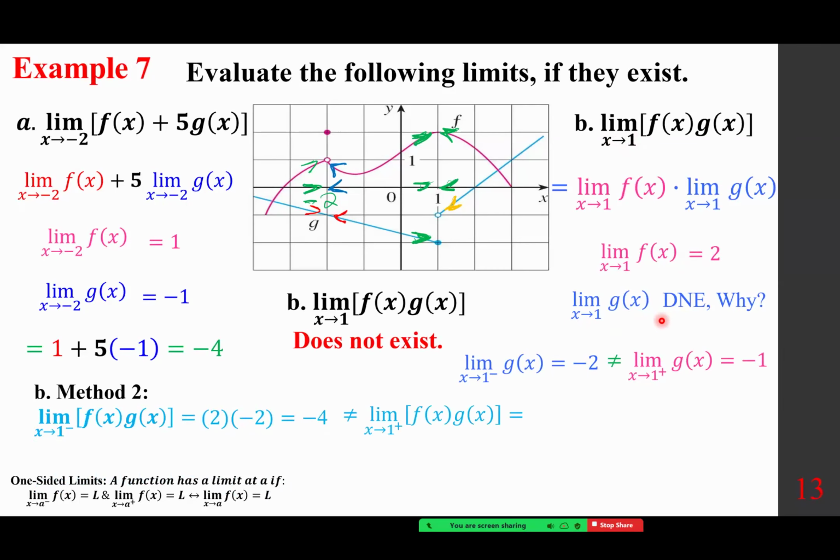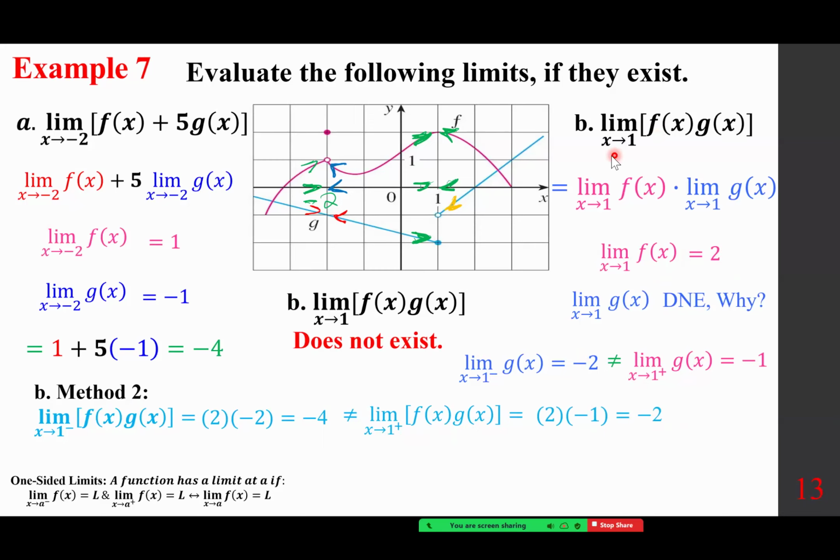But from the right, the limit of f of x times g of x as x approaches 1 from the right. This is 2 from both sides, doesn't matter. So 2 times the limit of g of x as x approaches 1 from the right is -1. And the two numbers are different. The limit does not exist. So here's method 1. Here's method 2, proving the limit of f of x times g of x as x approaches 1 does not exist.